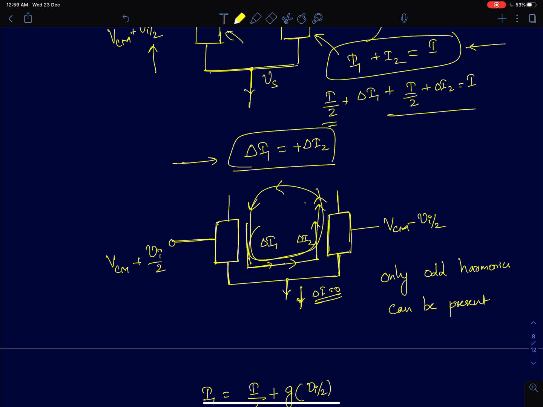Because if there is an even harmonic current, then both the even harmonic currents will be flowing in the same direction. Previously, both those currents were directly flowing into the ground because it was a voltage source, and the voltage source can take any amount of current and maintain the voltage there. But now since it's a current source, there is no path for the second harmonic currents to flow. So therefore, the second harmonic currents will cease to exist in this circuit. There will only be odd harmonic currents present in the circuit.